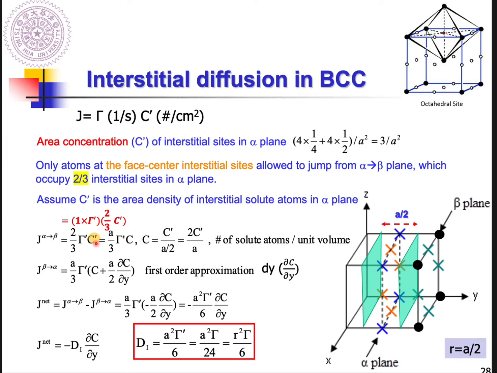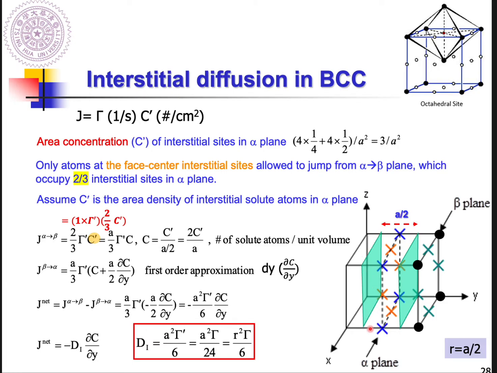Okay, so how do we deal with this? This is the area density, right? So we need to give it a volume, a unit volume, to convert this area density to a volume density. The better way to define the volume would be like what I drew here, and the length or the thickness would be A/2.